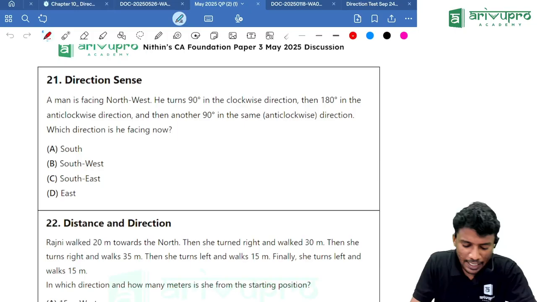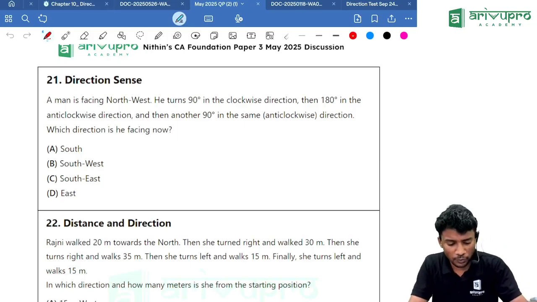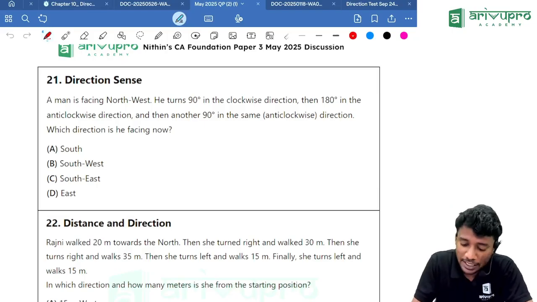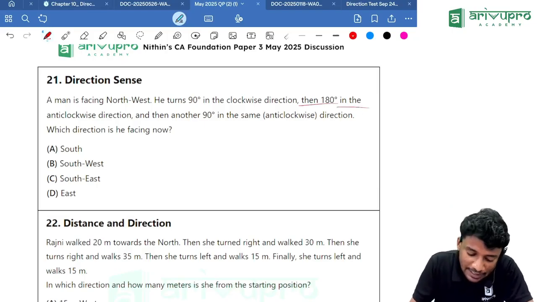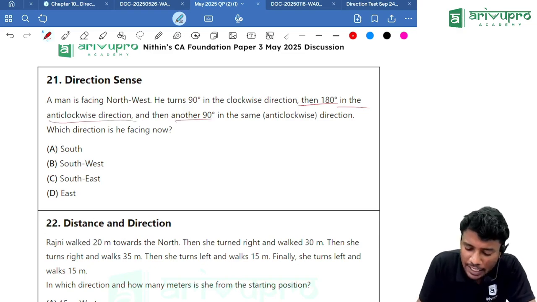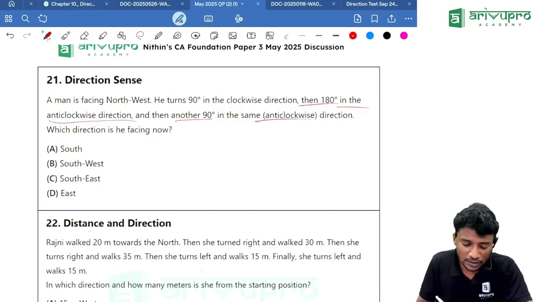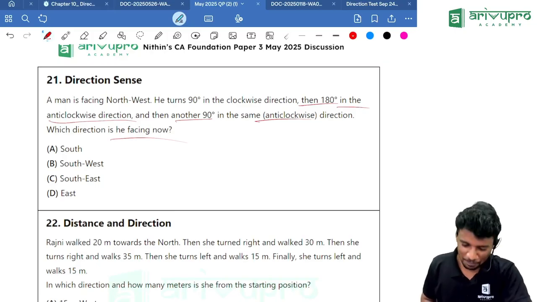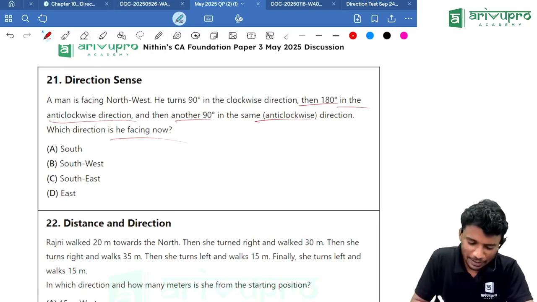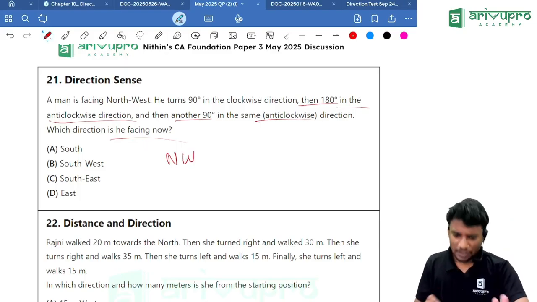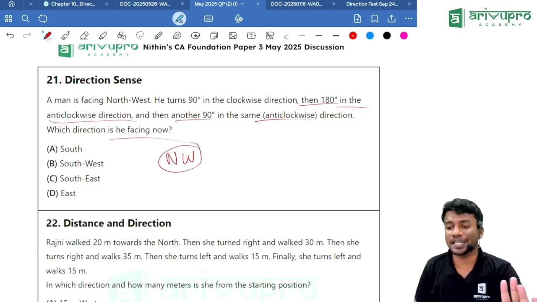Okay. Now, a man is facing northwest. He turns 90 degrees in the clockwise direction. Then 180 degrees in the anti-clockwise direction. Then another 90 degrees in the anti-clockwise direction. Which direction is he facing right now is the question. We will see. The initial direction is what? Northwest is the initial direction. Let it be like that.